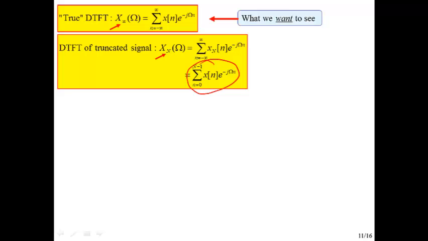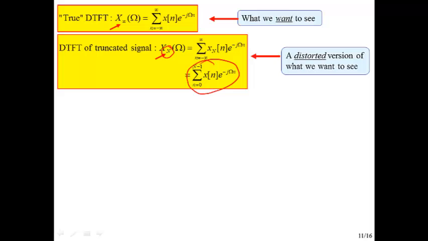So this will be called the DTFT of the truncated signal, and we'll use a subscript n to indicate that this one is for the case of having collected n samples starting at 0. And we haven't really seen it yet, but what we will see is that this is a distorted version of the thing that we really want to see.